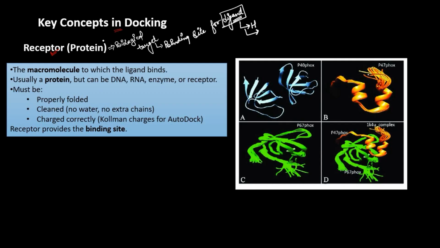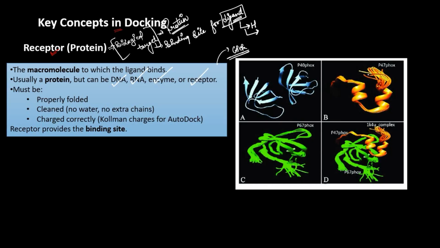Okay. Most of the time your biological target is a protein. But sometimes this biological target may be your DNA, maybe your RNA, maybe your enzyme, maybe any receptor, like a GPCR receptor, tyrosine kinase receptor, ion channel receptor, etc.